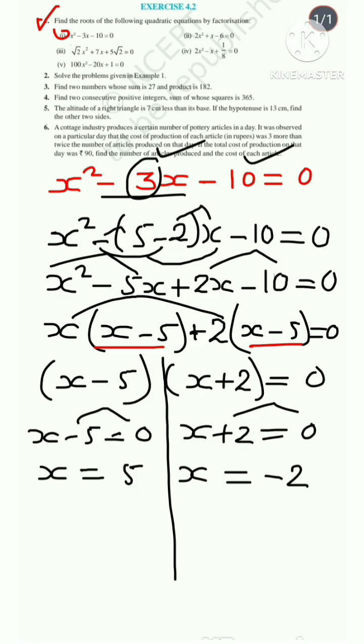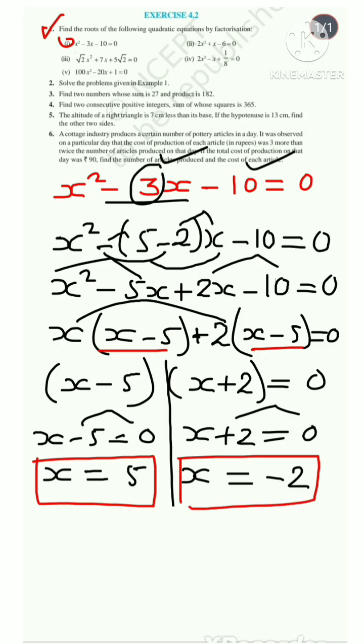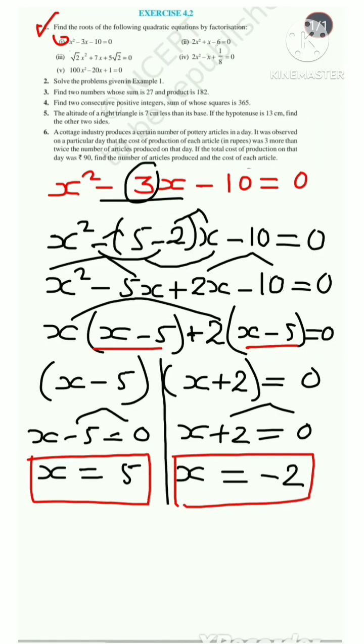minus 2. Students, as we know, after solving quadratic equations we can obtain two roots or two values of variable, right? And here also we have obtained two values of variable, and first value of x is plus 5 and second value of x is minus 2, right? Now question number 2. Okay, firstly let's erase this.